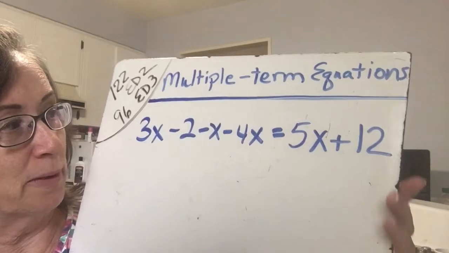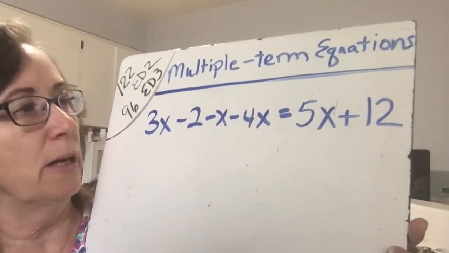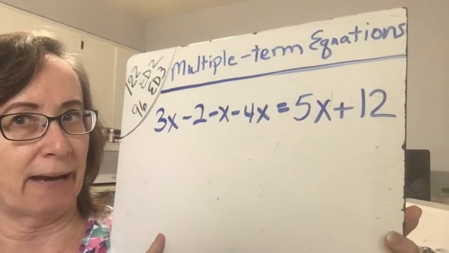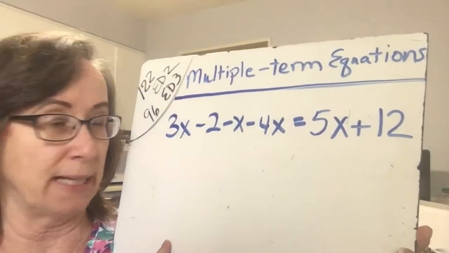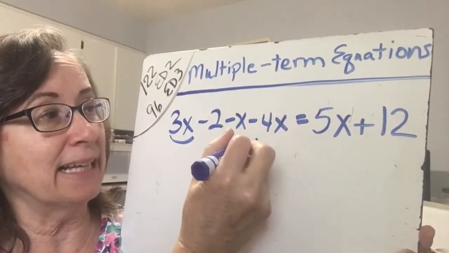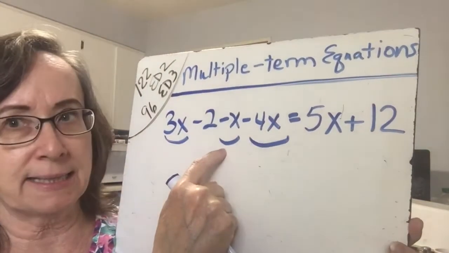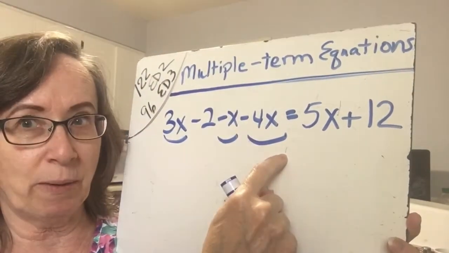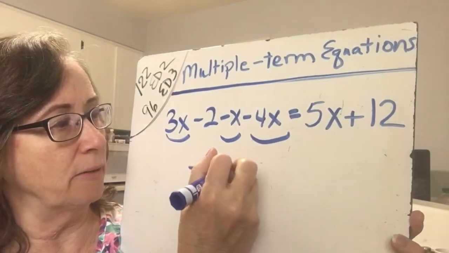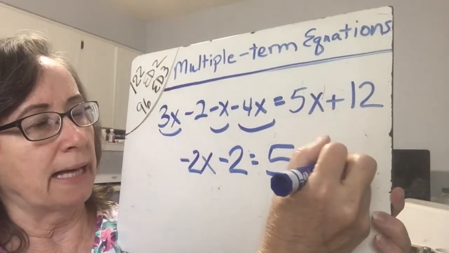Here's our next example. Again, we have one variable, x, but we have some constants in there too. So let's get everything as simplified as we can, and then we'll start worrying about adding and subtracting to get our variable by itself. 3x and a negative x and a negative 4x are all on one side. So let's add those together. 3x minus x is 2x. 2x take away a 4x is a negative 2x. Then minus the constant 2 equals 5x plus 12.